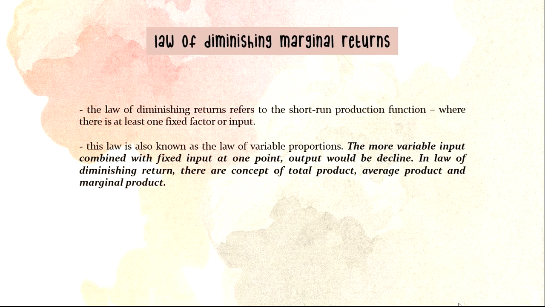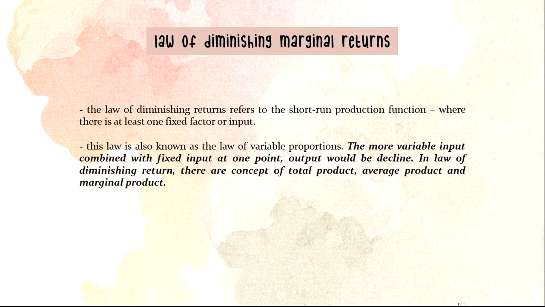We learned about the concept of total product, average product, and marginal product just now. So what we mean by the more variable input combined with fixed input is that at one point, output would decline. Because there is a certain point where the output can increase because of the fixed input factor. It has a certain level of tolerance, so we need to know the capacity of the fixed input in order to increase optimum output. If not, the output would decline.